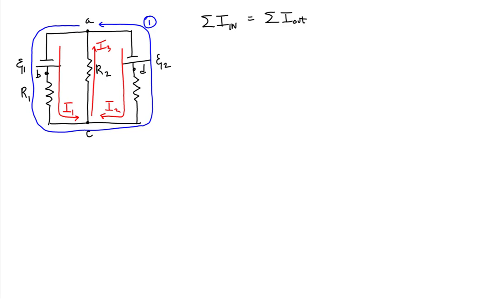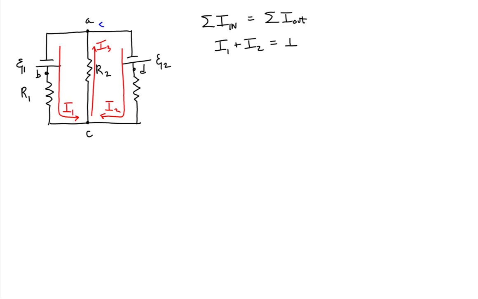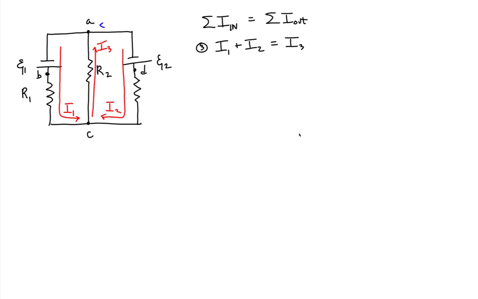So cleaning this up a little bit so we're not distracted, notice how we have the two currents going into node C, currents 1 and 2, and that must be equal to the currents leaving node C, and that is current 3. So here is our third equation. Let's rewrite our other two independent equations.